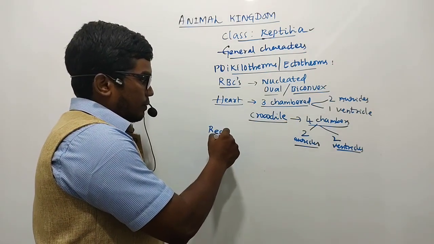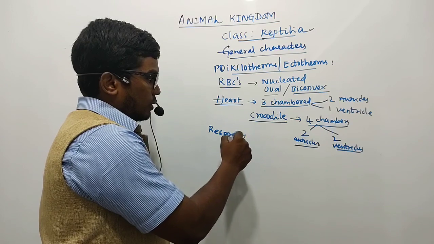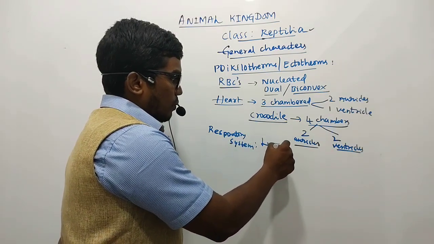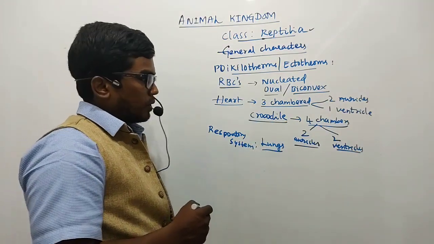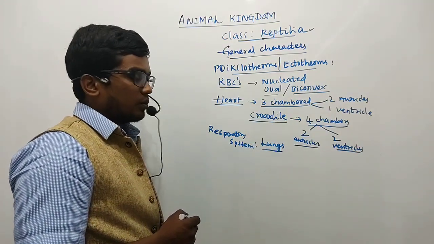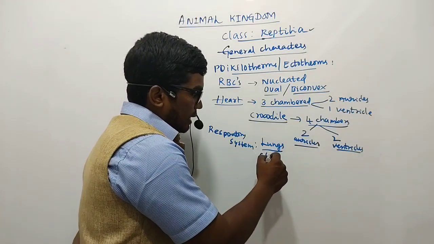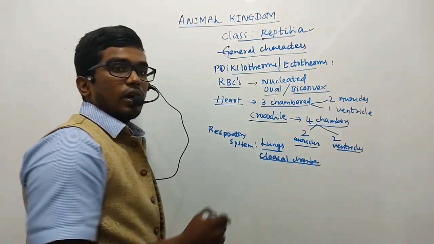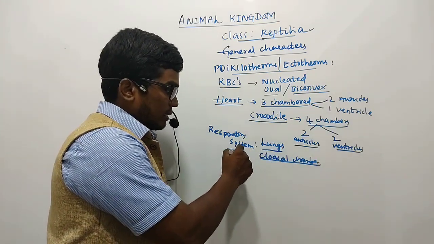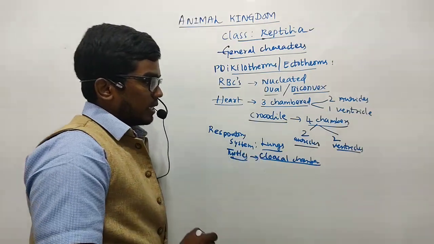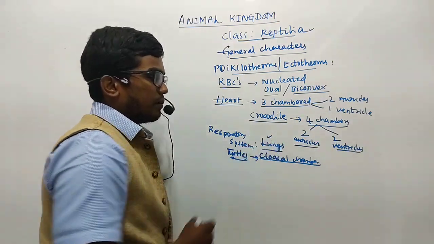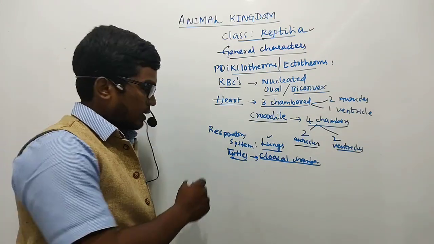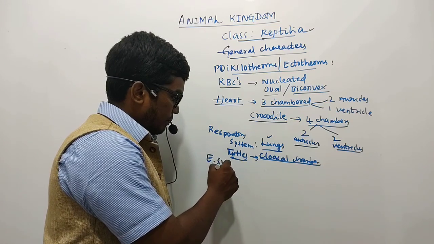Coming to the respiratory system, dear students, let me tell you, they are provided with well-developed lungs. But there are exceptions here as well. So, the cloacal chamber is the respiratory organ with respect to turtles. Okay, this is the exception. But almost all the other reptiles will have lungs as the respiratory organs. Coming to the excretory system.